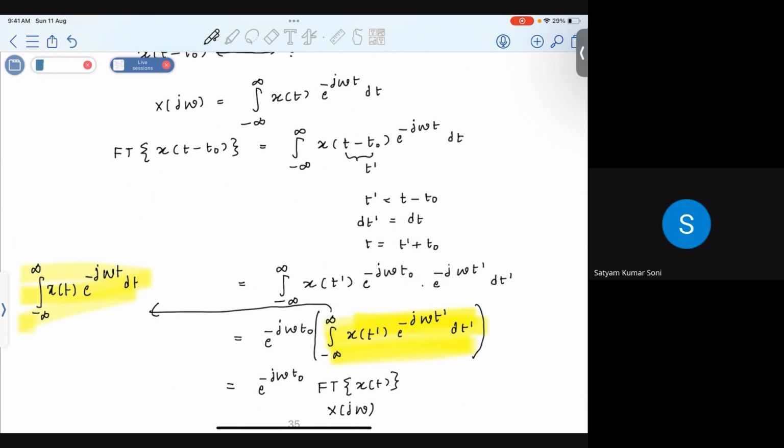Yes, ma'am. This is a beautiful transformation. Please learn it, it's a very good transform.